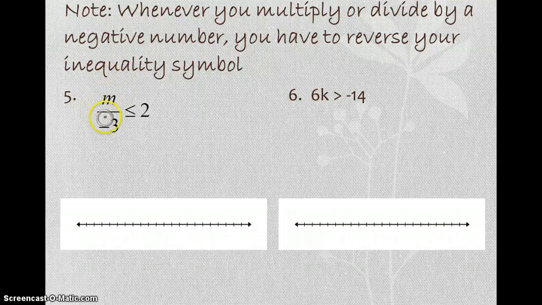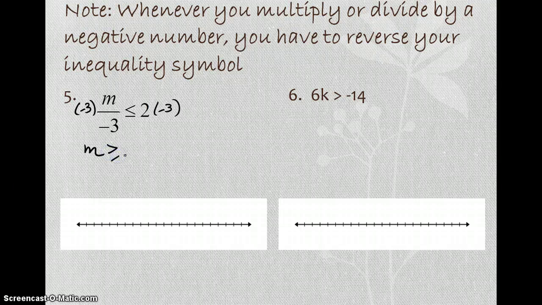I'm looking at number 5, and in order to get the m by itself, I need to get rid of this negative 3. So I ask myself, what's the negative 3? Well, it's dividing. So the opposite of dividing by negative 3 is to multiply by negative 3 on both sides. So I get m is, check the note, no longer less than or equal to, you have to switch it, greater than or equal to negative 6. That's the main thing there. You just have to remember to switch your arrow whenever you multiply or divide by a negative number.